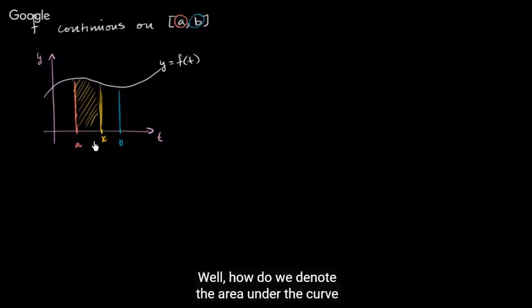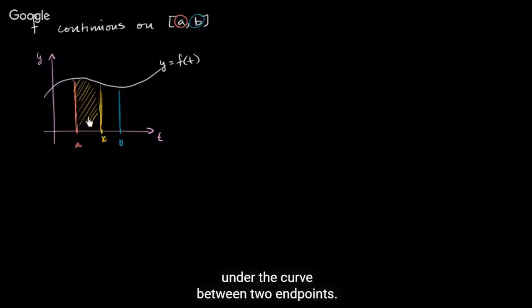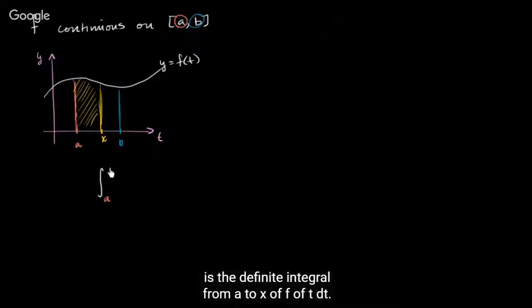Well, how do we denote the area under the curve between two endpoints? Well, we just use our definite integral. It's our Riemann integral. It's really that right now, before we come up with the conclusion of this, it really is the area under the curve between two endpoints. So this right over here, we can say is the definite integral from a to x of f of t dt.